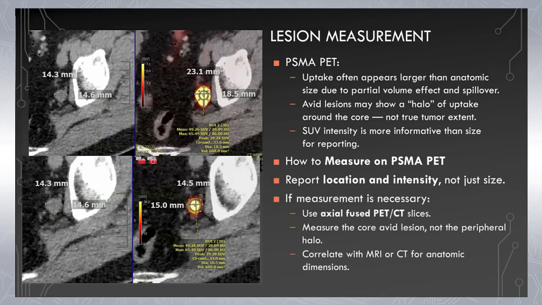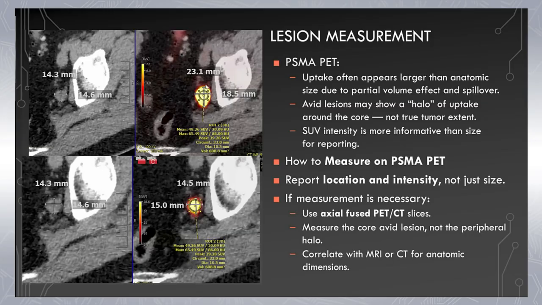When the measurement is necessary, please use the axial fused PET CT scan to look back at the lymph node on the CT component. Measure the core avid lesion and not the peripheral halo, and correlate that with the MRI or CT for anatomic dimensions. So just as an example, and this is really important related to appropriate windowing. So if we initially were to measure this lesion, looking at the halo and looking at the entirety without appropriate windowing, we see that the measurement of the lesion is 2.3 centimeters by 1.9 centimeters.